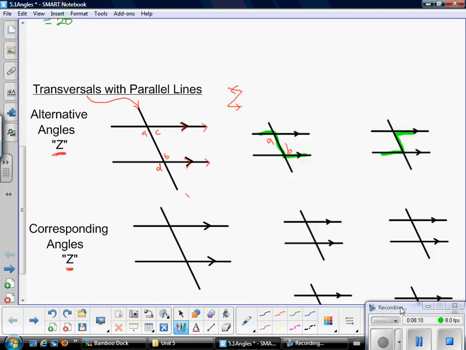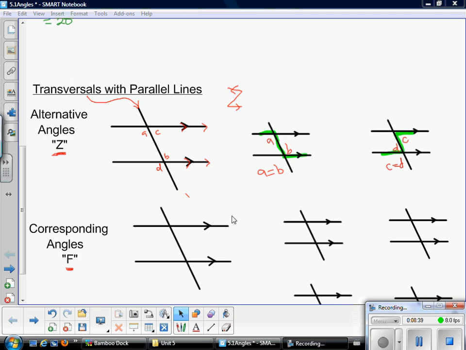Oh, good, it stayed on there. So here was C, here was D, and I know C equals D, and in this case A equals B. So these ones are kind of nice because I don't have to do any calculations. If I can recognize the pattern and if I know A or B, then I can automatically write down the answer.